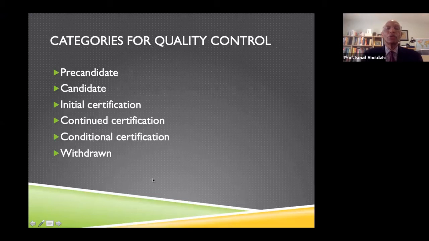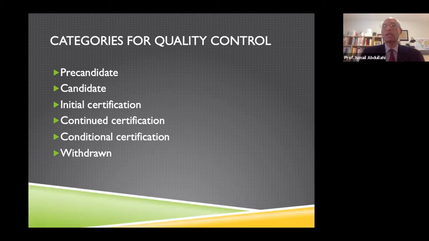Now, categories for quality control. It starts with the library school, for example. Now all library schools will be informed about the development and the presentation of these standards and the availability of these standards. AfLIA will inform library schools who will be interested to work with AfLIA in meeting this standard in terms of quality control. If they say yes, then of course they have to go through a process in the beginning, application for quality control, and then the work starts.